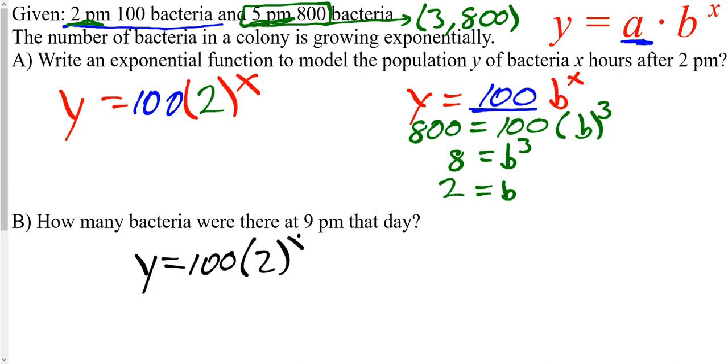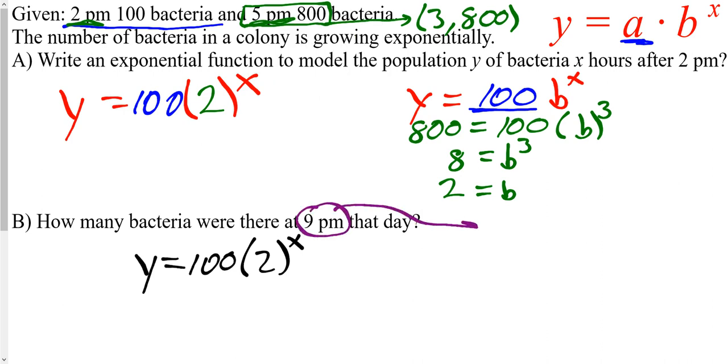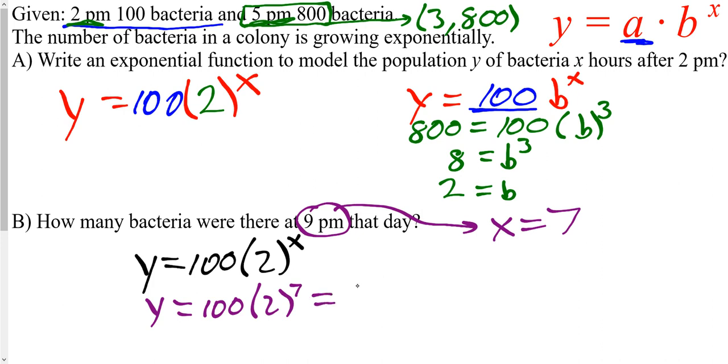We are wondering what happens at 9 o'clock. Now remember, our 100 was at 2 o'clock, and so 9 is 7 hours after 2 o'clock. So then I'm going to plug in my 7 for my x, and then I can either do that in my head or use a calculator, and I would get 128 with a couple of zeros. So basically 12,800, and then we're dealing with bacteria.